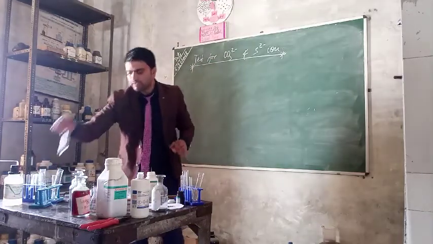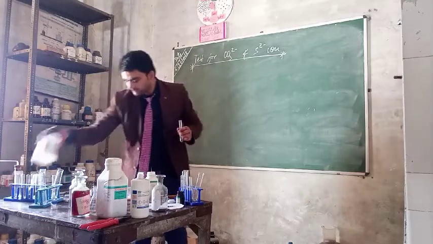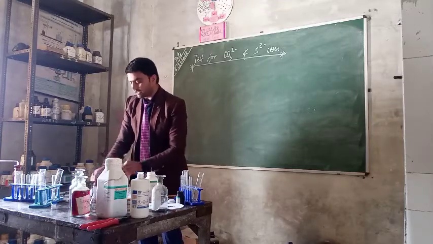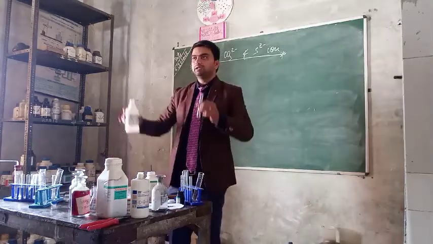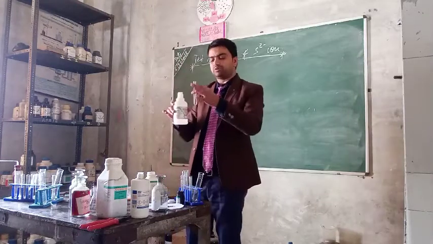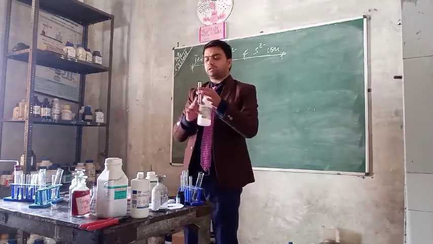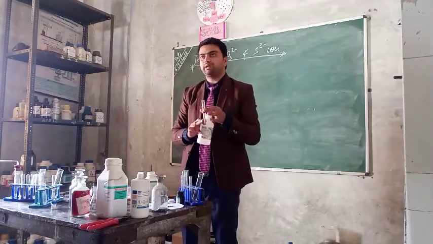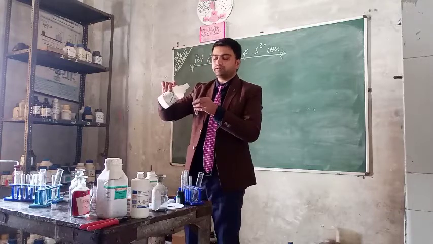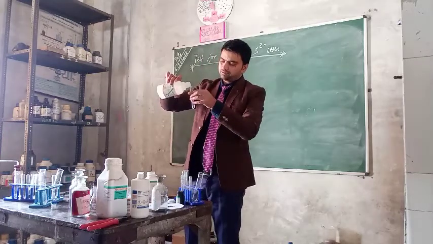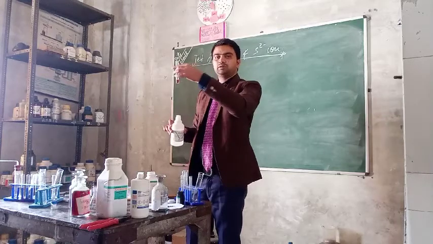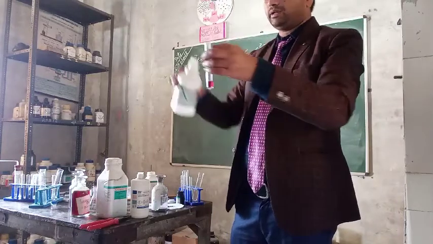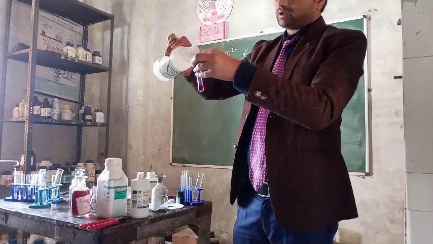So this is the second confirmatory test. Now the third confirmatory test for the presence of the carbonate ion in your salt: you will add a few drops of phenolphthalein into the aqueous solution of the salt. When we add the few drops of phenolphthalein, the color of this solution becomes pink. And this will indicate the presence of carbonate ion in the salt. This is the pink color. This pink color indicates the presence of carbonate ion in your salt.